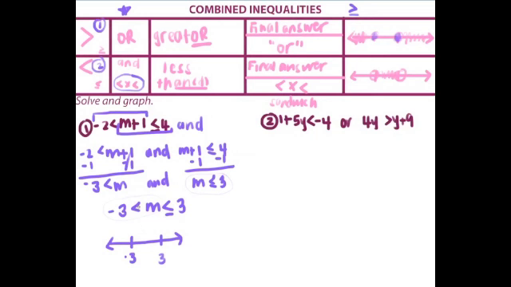The -3 has no line underneath, so it's going to be an open circle. But my +3 does have one, so I'm going to draw a closed circle. And then the key thing for the and graph is that it's shaded in between. So that's how that will look. So your whole final answer for this is the graph plus the final inequality.